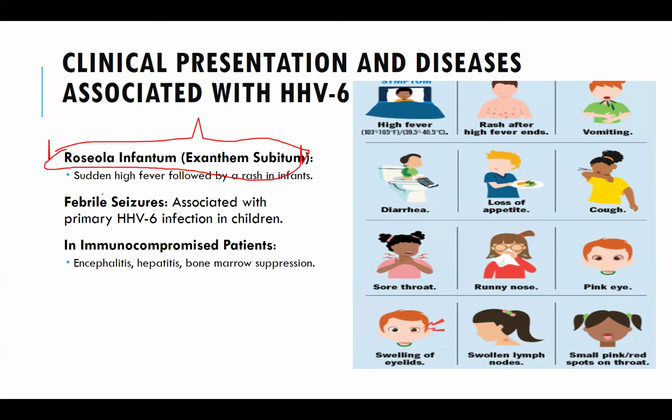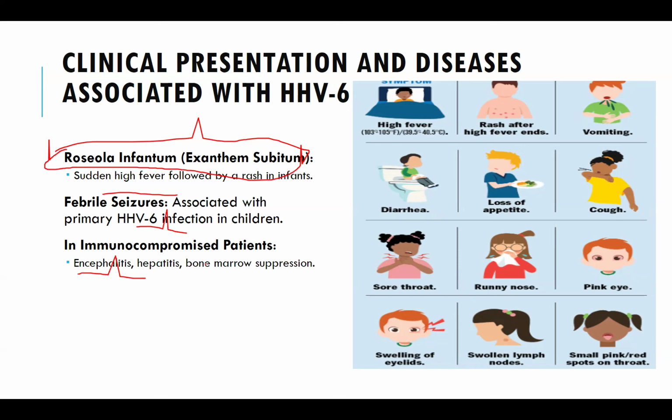So this one usually presents with a sudden fever. When the fever subsides in a few days, you get a rash. So you get a fever for around 4 days. When the fever subsides, then you get a generalized rash, which disappears after about 3 days. It has also been associated with febrile seizures, especially in children. You have a fever and seizures, but the blood work looks normal. So this is one of the possible causes of those febrile seizures.